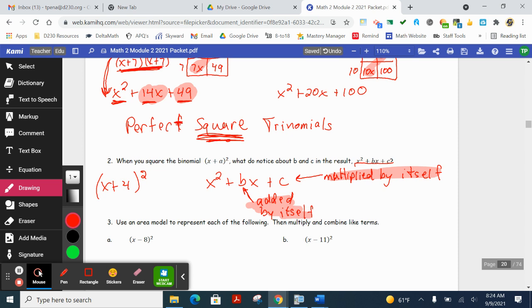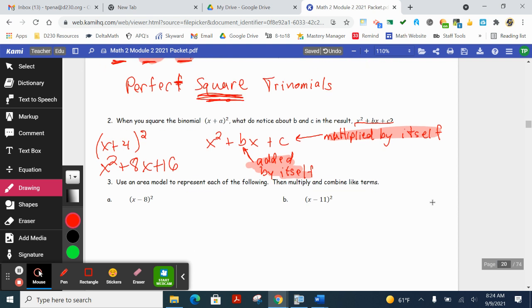Anybody got that? What should this look like? Yeah, Kara? X squared plus 8x plus 16. Good. And did you just kind of do what we just highlighted here, what Ben said? Yeah. So you take 4, add it to itself. That's going to give you the middle term. You take 4, multiply it by itself. That's going to give you that outer term. Okay? Good. All right. The next one then.